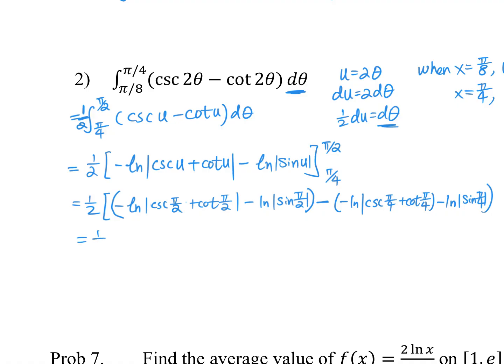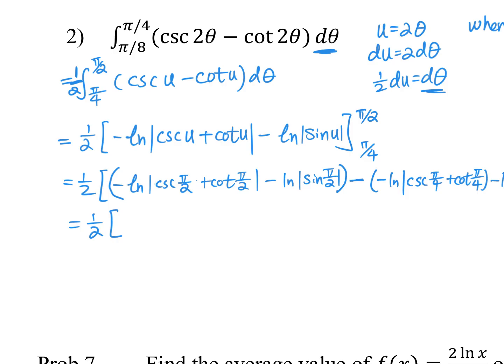Now let's try to remember, cosecant is 1 over sine, right? So therefore sine pi over 2 is 1. So basically this is 1. This is 1. Cotangent pi over 2, this is 0. And sine pi over 2, this is 1. Cosecant pi over 4, this is square root of 2, because sine of pi over 4 is square root of 2 over 2. The reciprocal will be square root of 2.